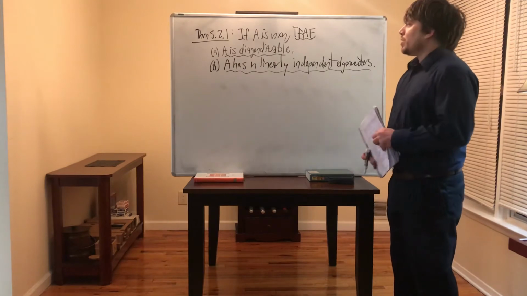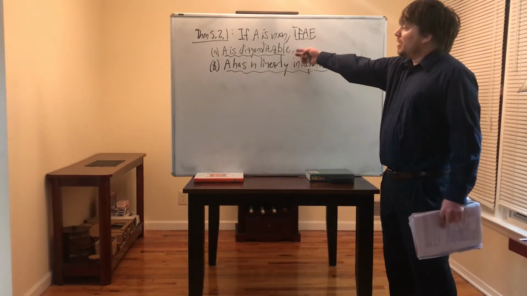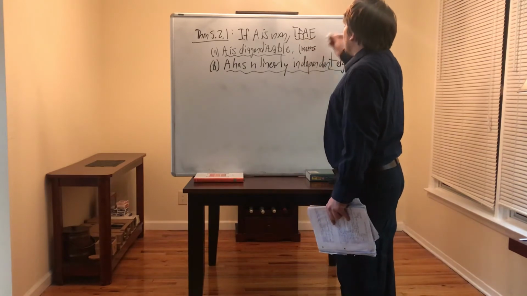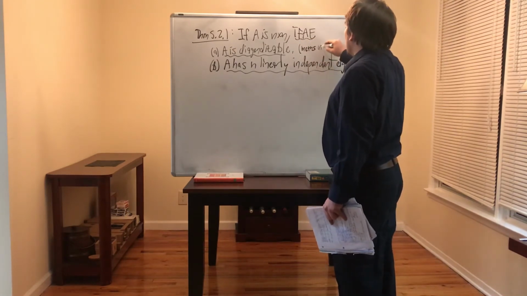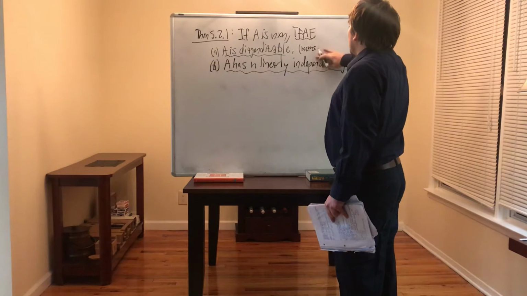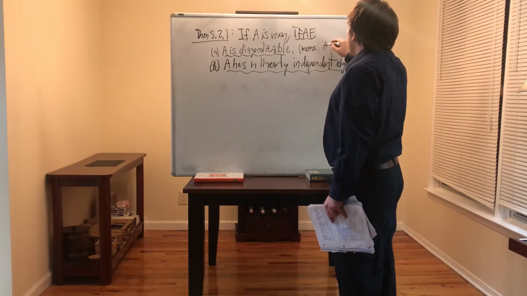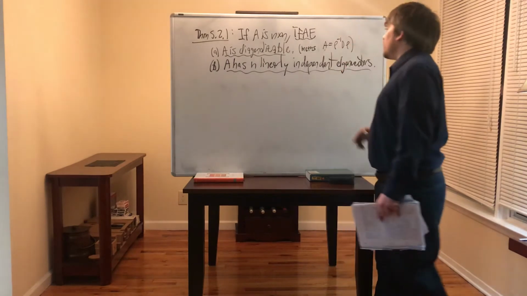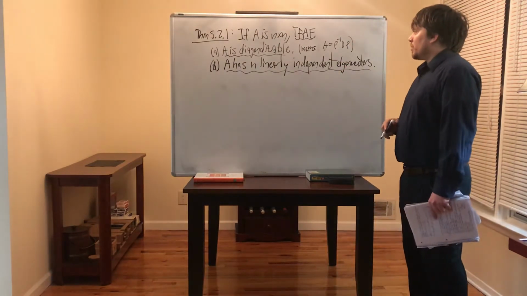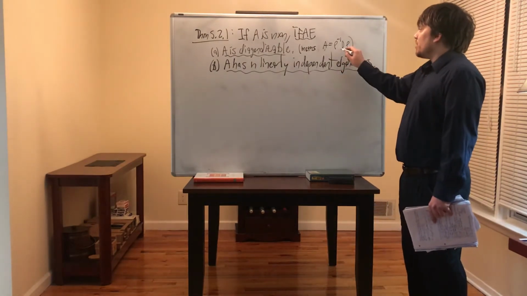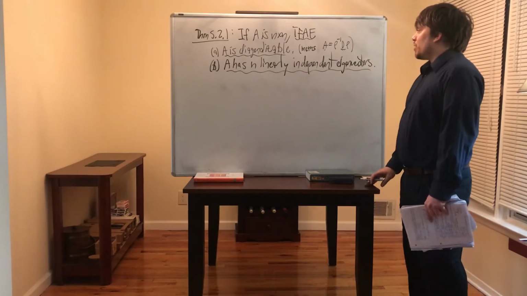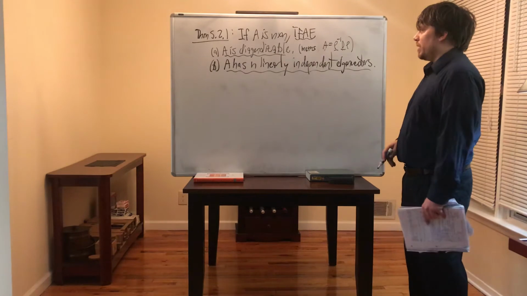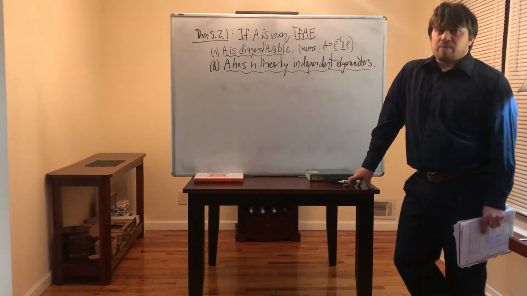Remember, A is diagonalizable means that there exists an invertible matrix P such that A equals P inverse DP, where D is a diagonal matrix. There's some diagonal matrix D and some invertible matrix P such that A equals P inverse DP. That's what it means for A to be diagonalizable.